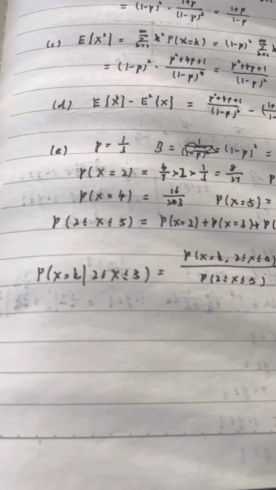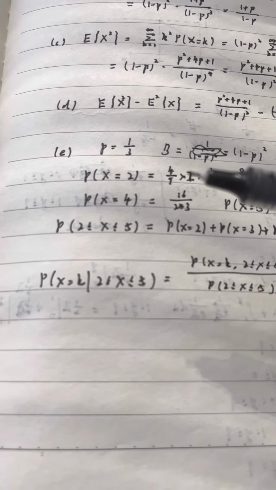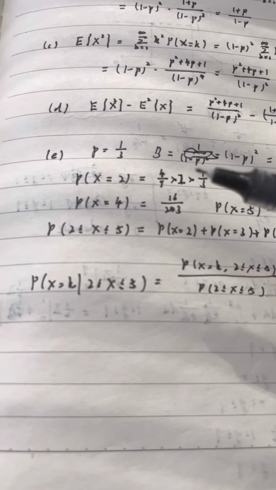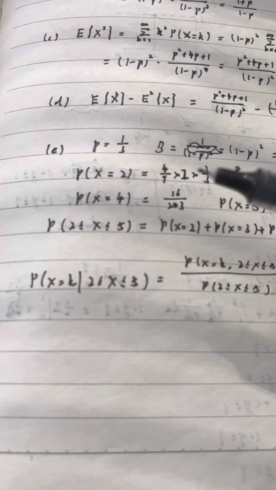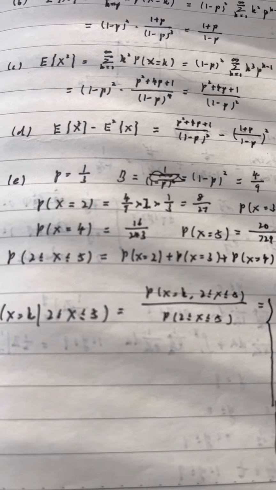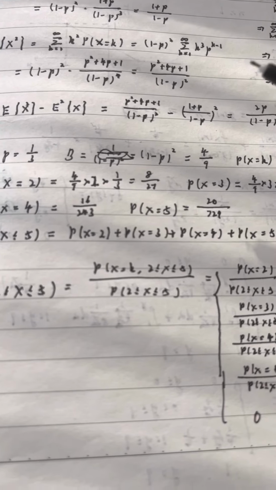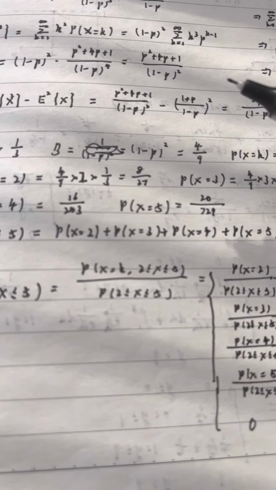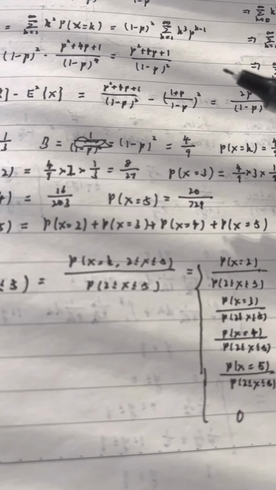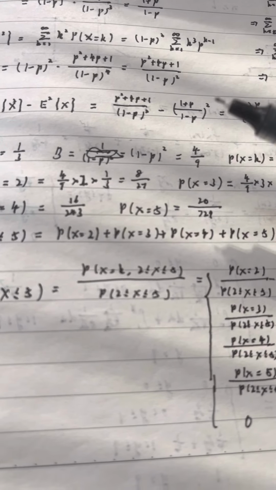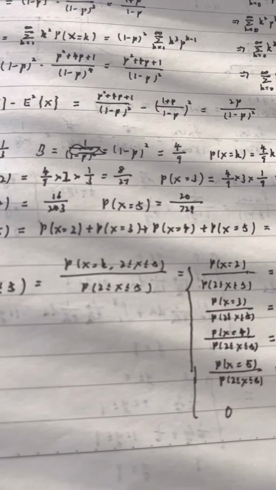We just use the definition of conditional probability. So the probability of X equals k under the condition X larger or equal to 2 and smaller or equal to 5 actually equals the probability of the intersection of X equals k and X larger or equal to 2 and smaller or equal to 5, divided by the probability of X larger or equal to 2 and smaller or equal to 5.